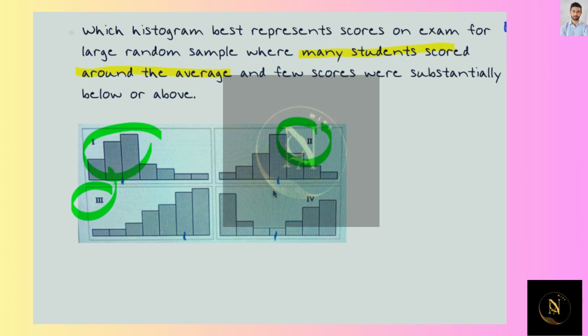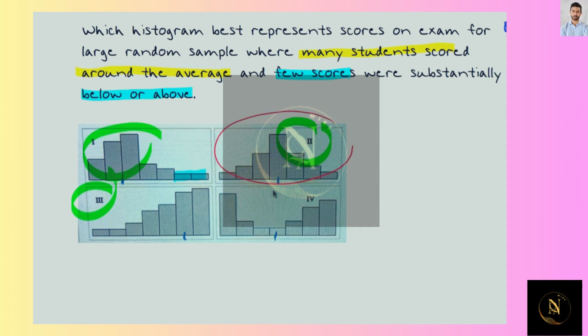And the second important point made in the question is few scores were substantially below or above. So that means that the tails of the distribution are small, representing a small number of low scores and a small number of high scores. So this distribution has a small number of high scores, but it has a high number of low scores. Conversely, this distribution has a low number of low scores, but a high number of high scores.